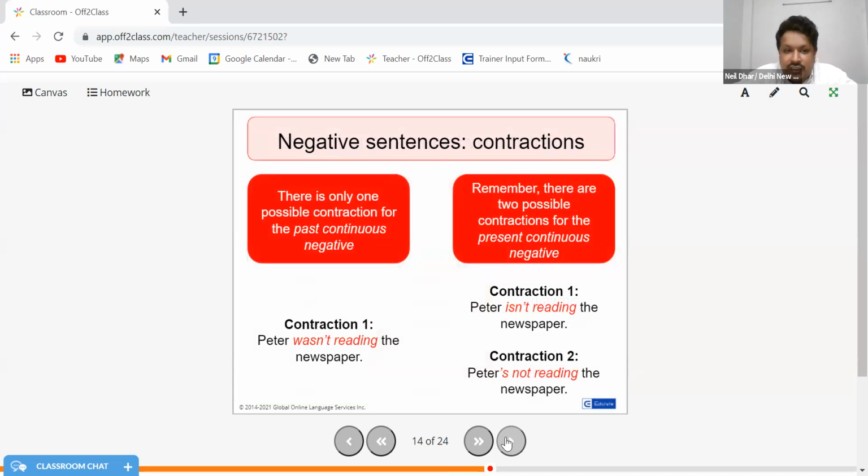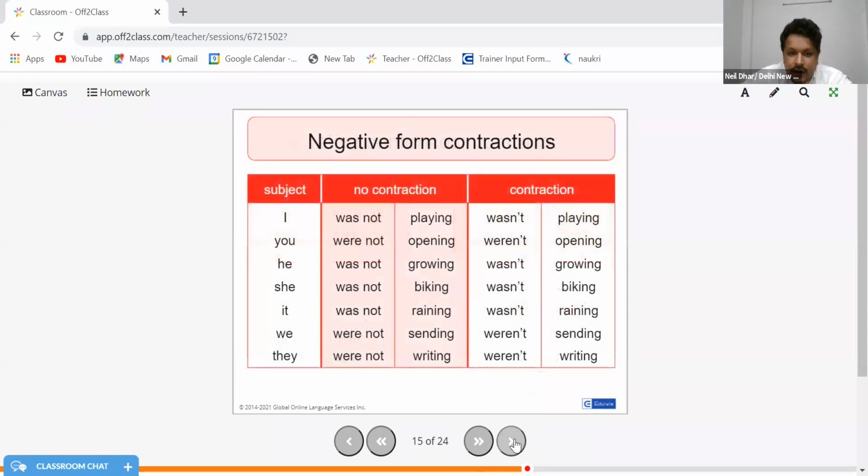Okay. Negative sentence contractions. There is only one possible contraction for past continuous negative. Peter wasn't reading the newspaper. Remember, there are two possible contractions for present continuous negative. Peter isn't reading the newspaper. Peter is not reading the newspaper. Understand the difference? When we are talking about present continuous and negative, we can simply add an apostrophe s, or we can use isn't reading. But when we're talking about past tense and negative, we cannot use this apostrophe s. We have to use the contraction. Peter wasn't reading the newspaper. Okay. All right. Let's make sentences with no contraction and contraction.